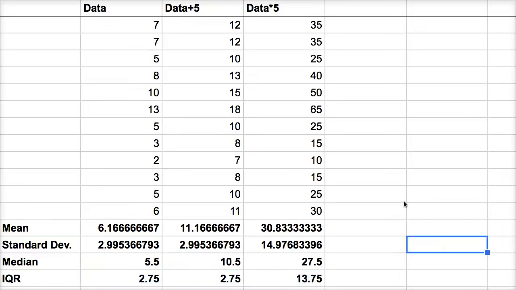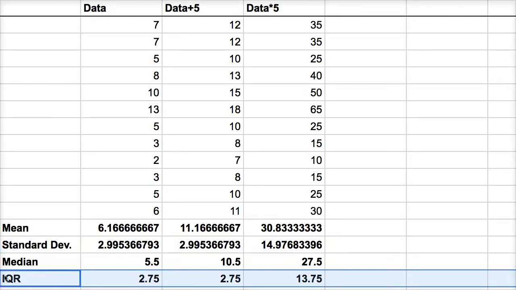So the big takeaway here, and I just used the example of shifting up by 5 and scaling up by 5, but you could subtract by any number, and you could divide by a number as well. The typical measures of central tendency, mean and median, they both shift and scale as you shift and scale the data. But your typical measures of spread, standard deviation and interquartile range, they don't change if you shift the data, but they do change and they scale as you scale the data.